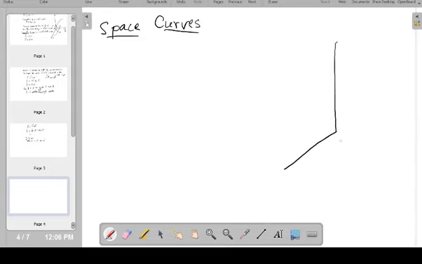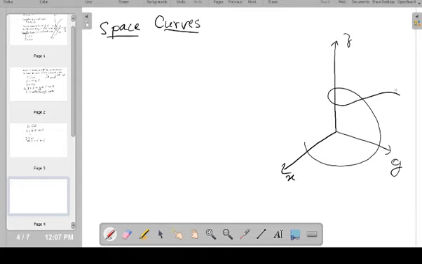I will draw a figure, x-axis, y-axis, z-axis, and suppose that you have a curve something like this in the space. This is your gamma. Assume that gamma is unit speed.